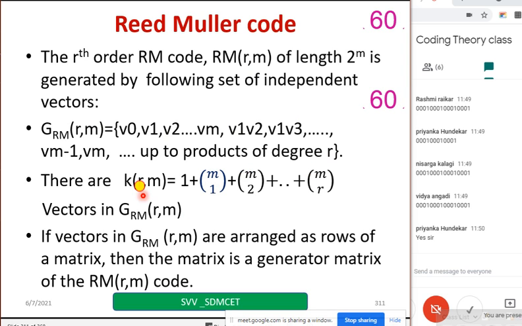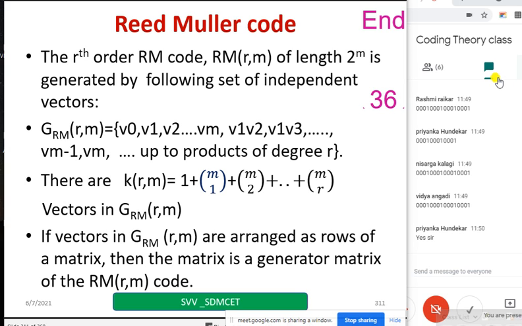If the vectors in the generator matrix are arranged as rows of a matrix, then it is a generator matrix. Whatever I discussed: V0, V1, V2, and V1 V2, V1 V3, etc. If I arrange them as rows, that becomes a generator matrix for a Reed Muller code. I want you to copy down from the slide, then we will go to the matrix. Once we get the generator matrix, getting a code is not a problem, that we will not discuss. Straight after getting a generator matrix, we will go for a decoding procedure.